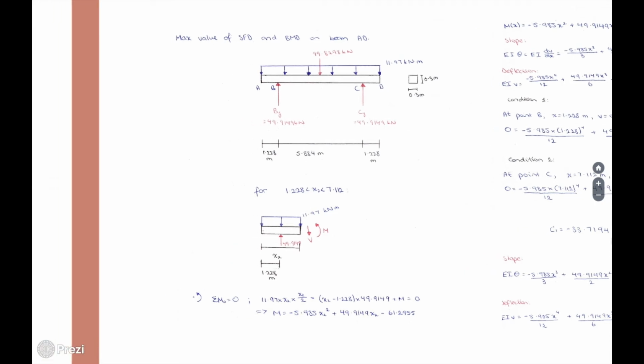So once we use those conditions, we can simultaneously solve for C1 and C2 as we have two variables and two equations. Then we end up with the slope equation and the deflection equation, which is EI theta is equal to the equation and EI v is equal to the equation. E is the Young's modulus of the material I'm using, which is steel, and I is the moment of inertia.